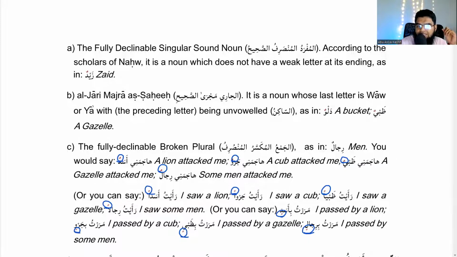So all of these, you can see the two dhammas, two fathas, and two kasras. And only in these three words, you can see clearly the dhamma, fatha, kasra: singular word, broken plurals, all munsarifa, and then jari majra sahih. Like jarwan, rabyun, and all that.